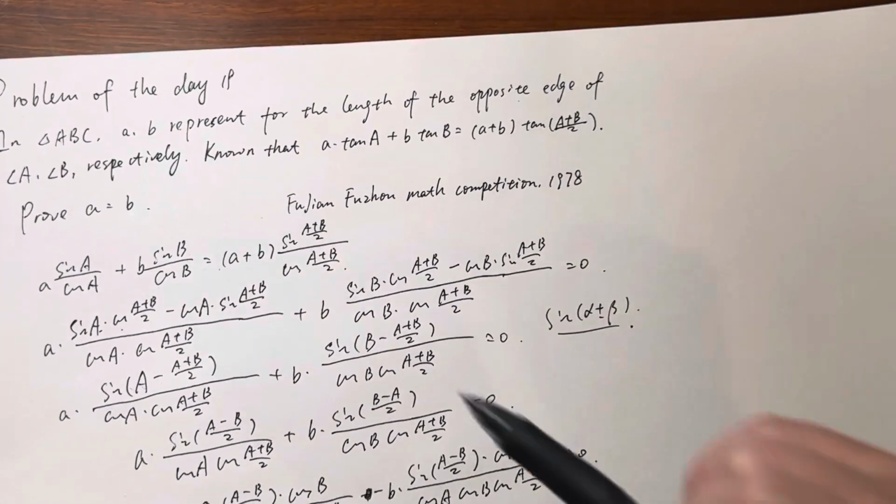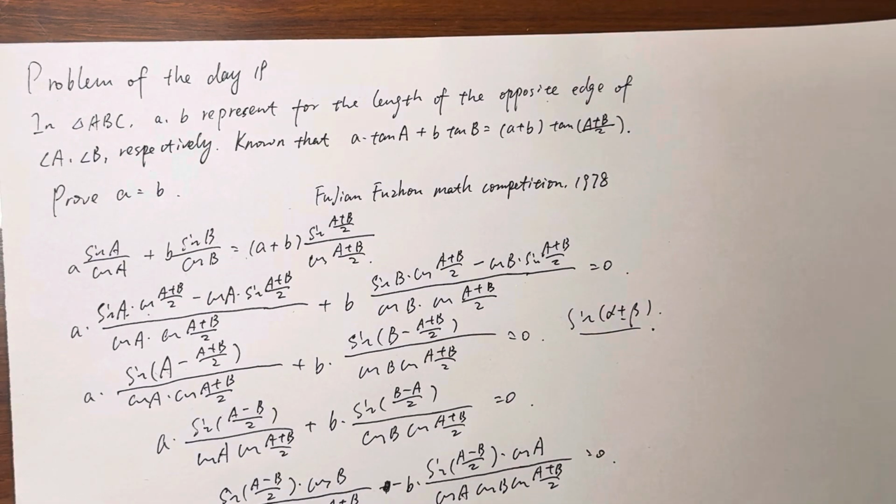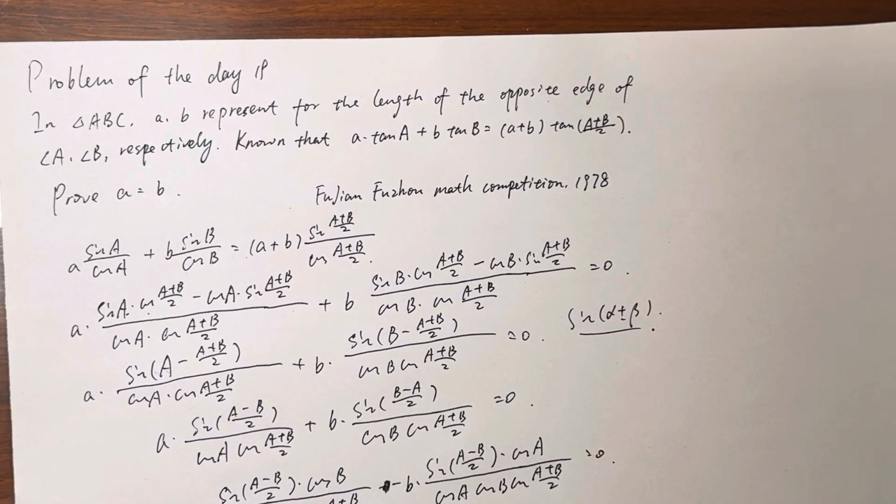By the way, I didn't talk about the problem of day 18 because it's too easy. It's just two triangles that are incongruent, so we will just skip that one.